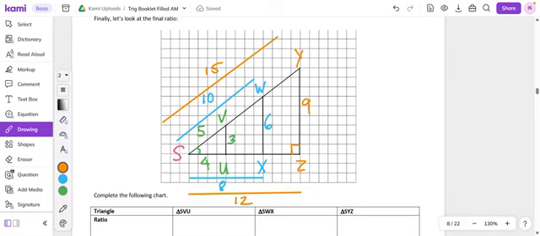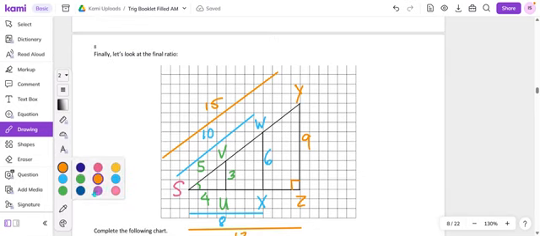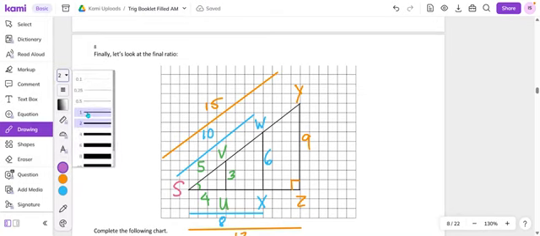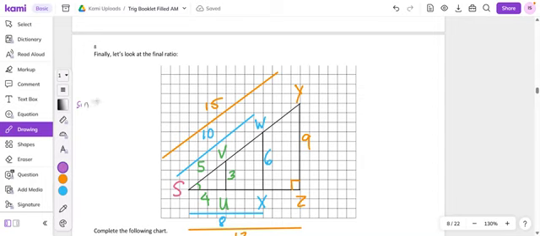So we've done 2 ratios thus far. Let's write them down. We have done sine, which is opposite over hypotenuse. We've done cos, which is adjacent over hypotenuse. And there's one more that we have not done yet, and that is the tangent ratio.